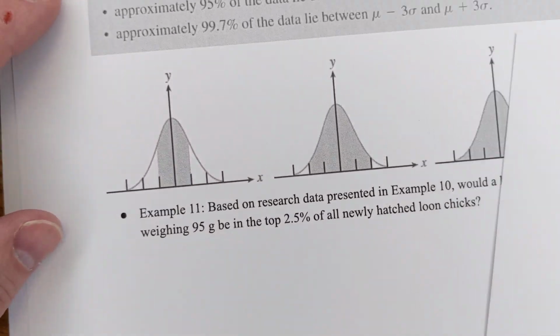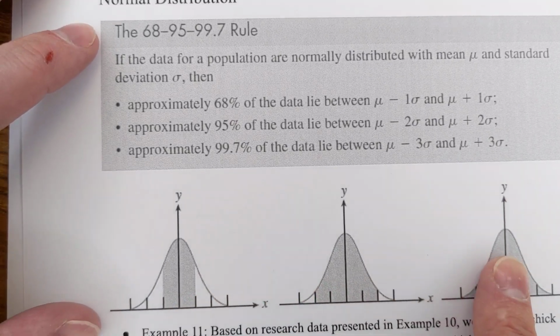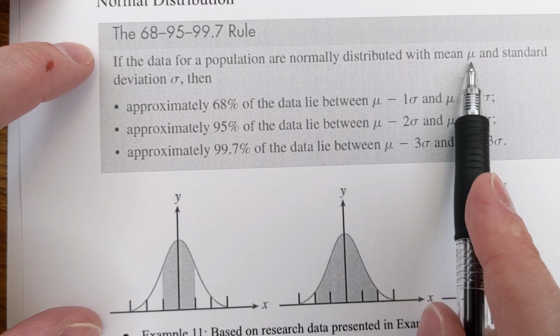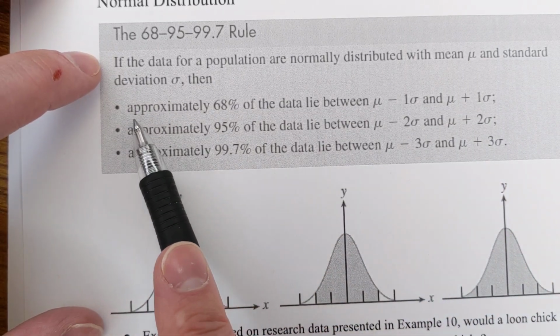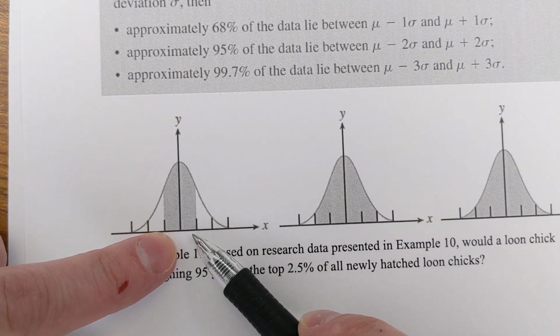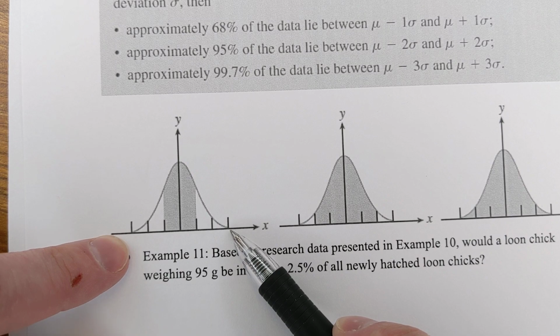All right, let's see what we got next. Okay, so normal distribution. These curves are referred to as normal curves or bell curves. If the data of a population is normally distributed with mean mu and standard deviation sigma, approximately 68% of the data lie within one standard deviation. If you go out to another standard deviation, you get 95%, and out to 3, you get 99.7%.